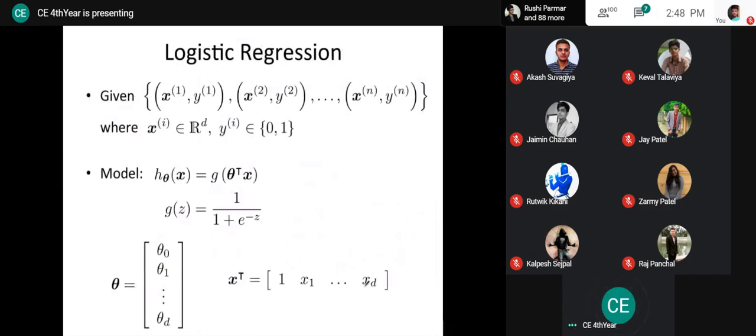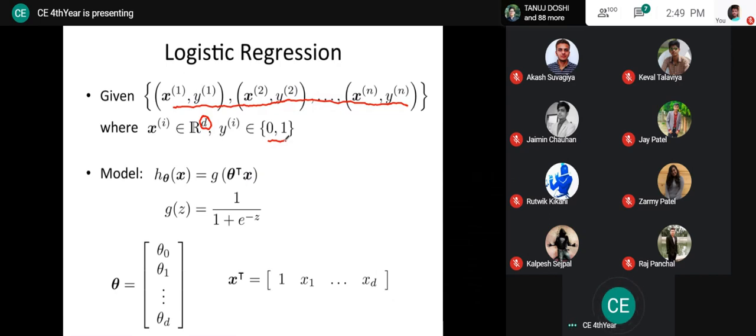Fine. So now let's begin. So we have some data points x1 y1, x2 y2, up to xn yn, where n means the number of samples, or you can say the number of training samples that we have, and the x value belongs to the d dimension, where d means the number of features, and the y value is either 0 or 1. As we are discussing binary classification, y is always either 0 or 1.